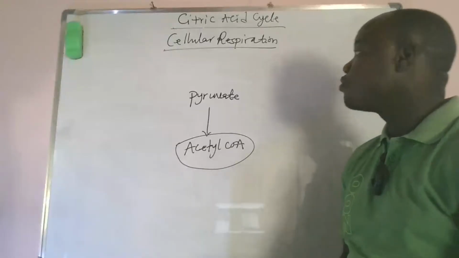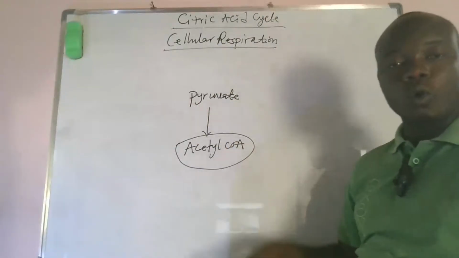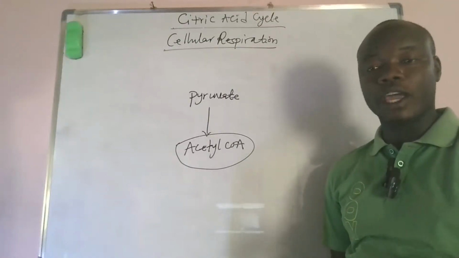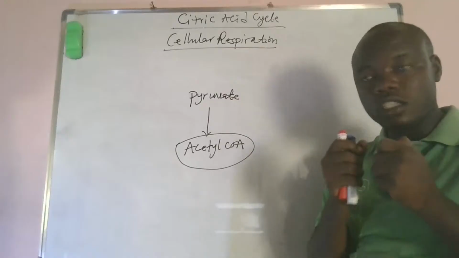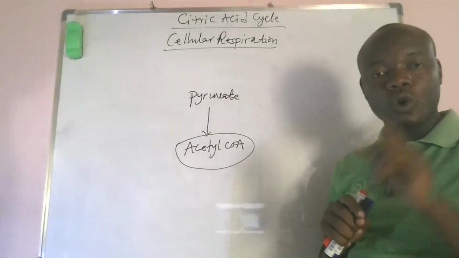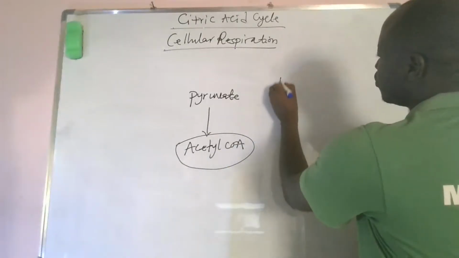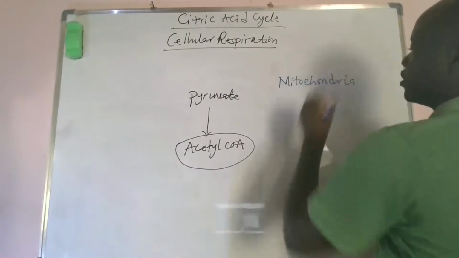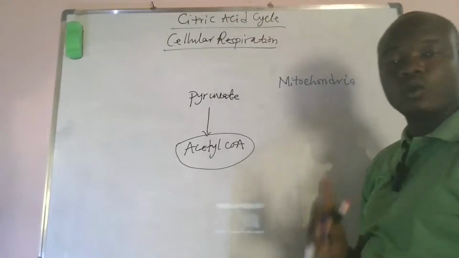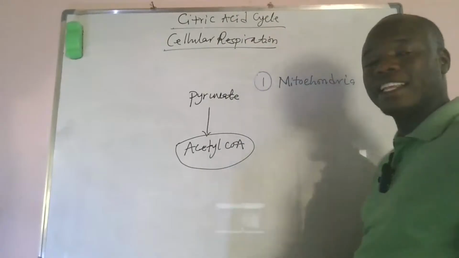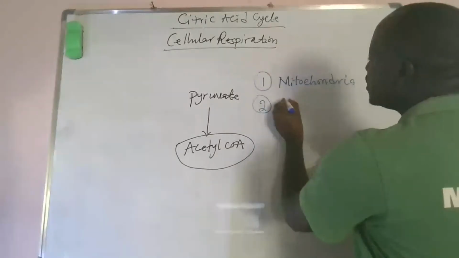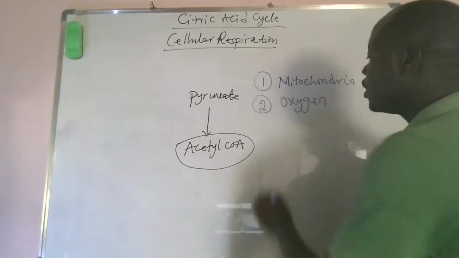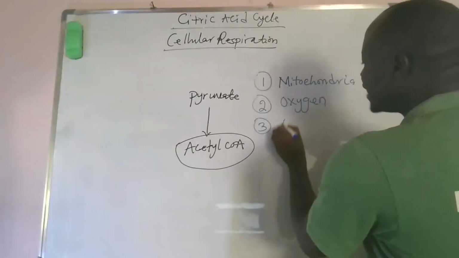As I said, for the citric acid cycle to occur, there are criteria, certain things that you need. Number one, the cell must have mitochondria. For the citric acid cycle to occur, you need mitochondria. That is first. Second, you need oxygen. And then number three, you need acetyl-CoA.